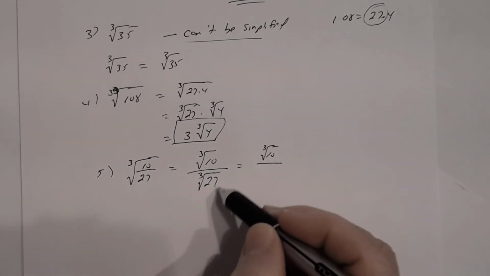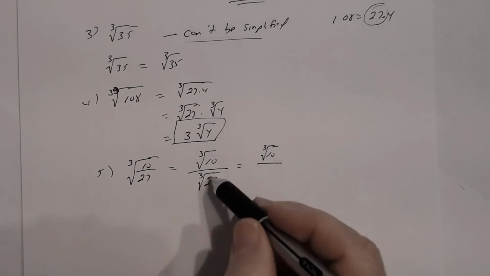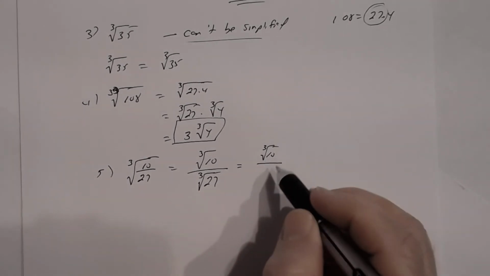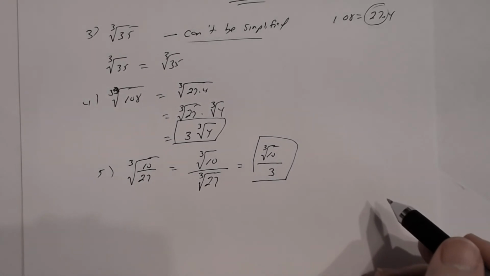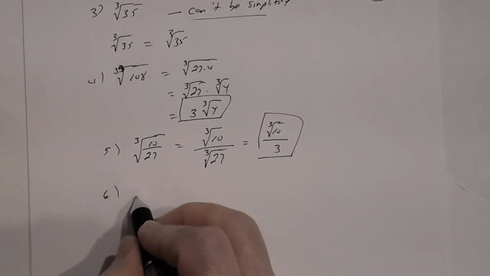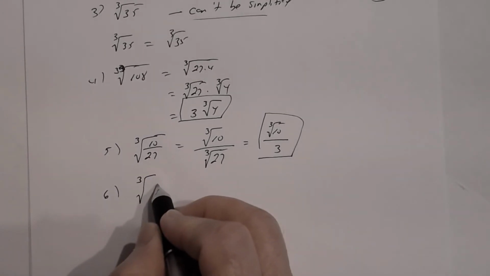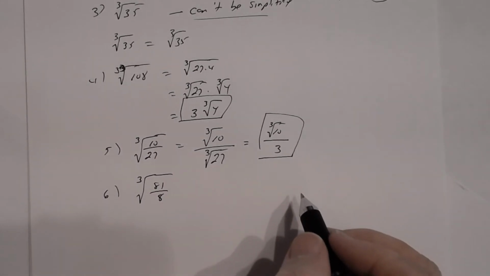The denominator, what number times itself 3 times is 27? So what's the cube root of 27? The cube root of 27 is 3. So there's your answer. The answer is going to be the cube root of 10 divided by 3. Number 6, we have the cube root of 81 divided by 8.